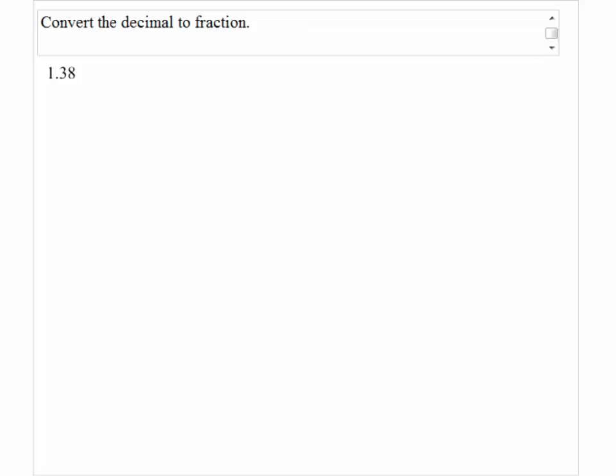Convert the decimal to fraction. 1.38. 3 is in the 10th position and 8 is in the 100th position. So we can write this as 138 over 100. When we reduce this, we divide both of them by 2, we get 69 over 50.